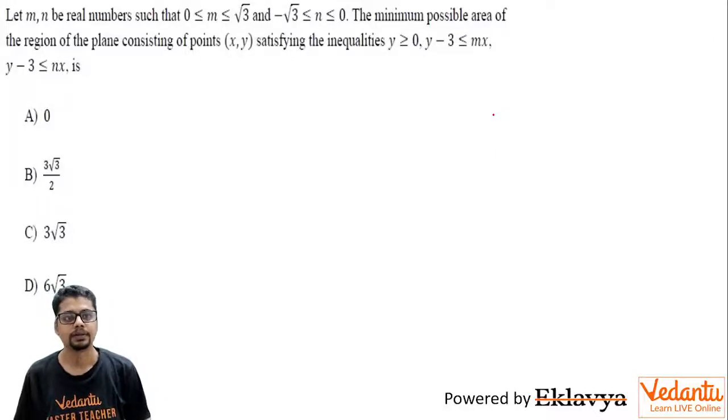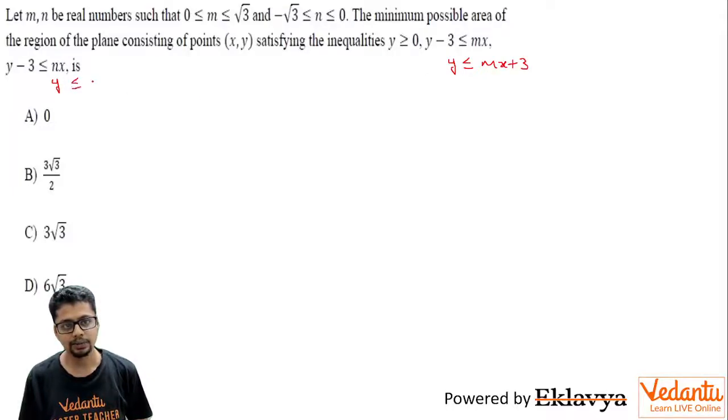Hi everyone. The question is, let m and n be real numbers such that m is between 0 and root 3, both included, and n is between minus root 3 and 0, both included. The minimum possible area of the region of the plane consisting of points (x, y) satisfying the inequalities y greater than or equal to 0, y minus 3 less than or equal to mx, or you may see it as y less than or equal to mx plus 3, and similarly y less than or equal to nx plus 3 is.